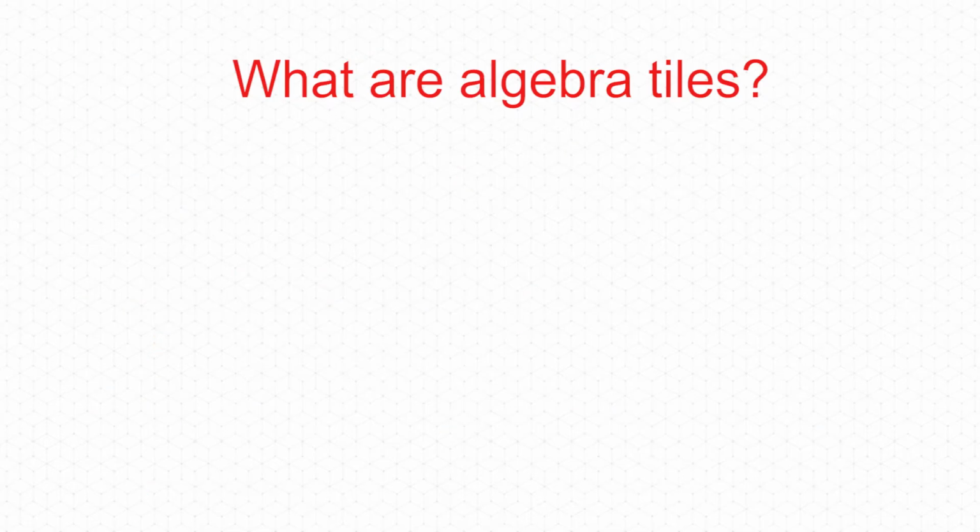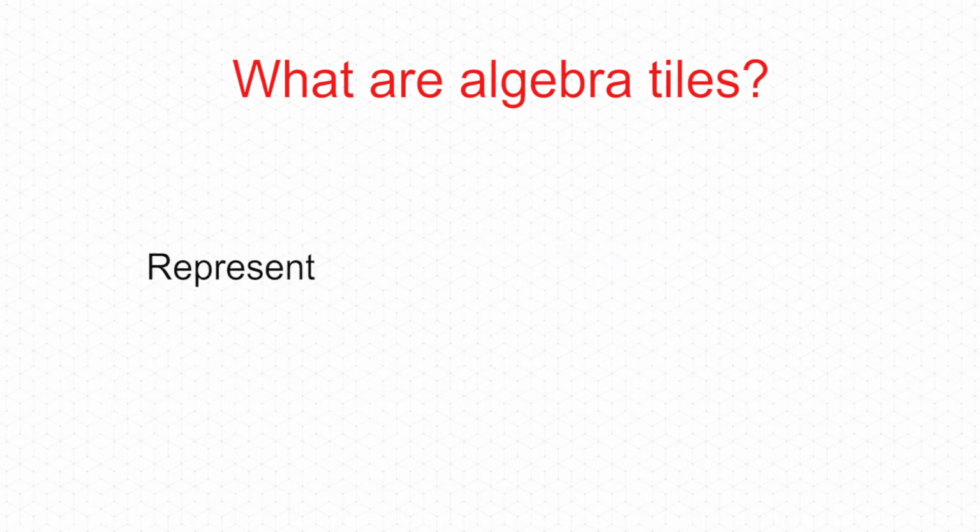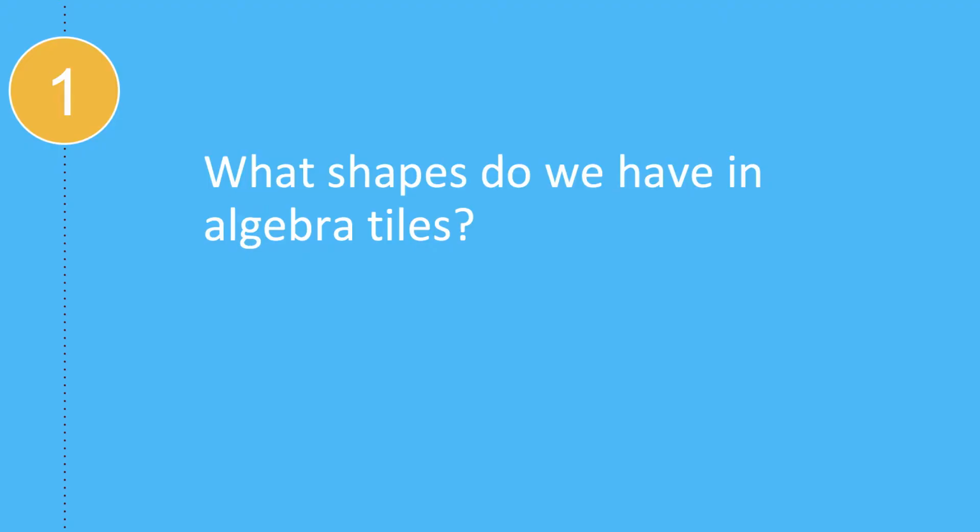Well, what are algebra tiles? Similar to abstract symbols like x, y, etc., algebra tiles are just placeholders used to represent unknown quantities. They can be used to represent algebraic terms like x, 3x, x squared, and so on. Let us see how algebra tiles are used to represent unknown quantities.